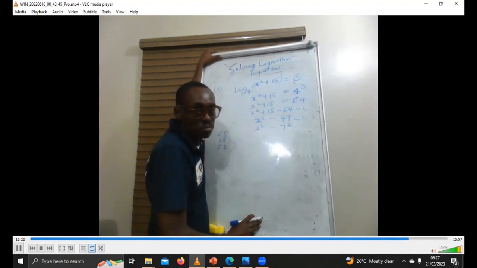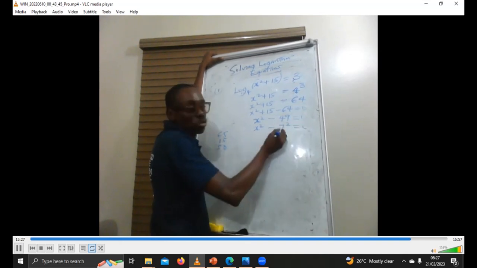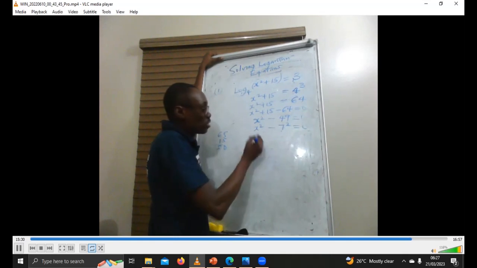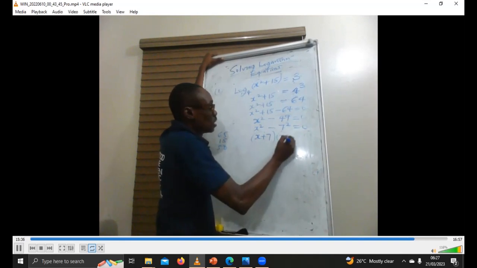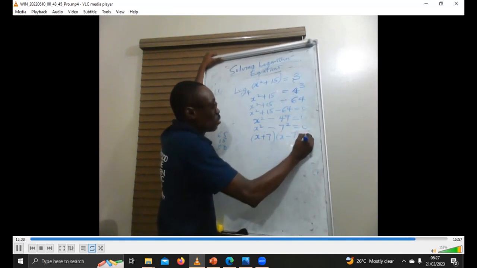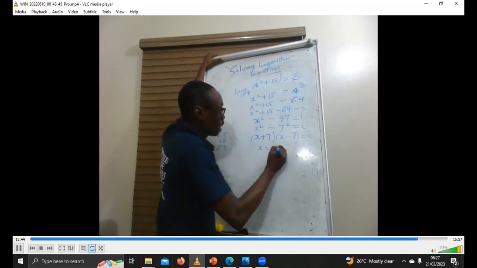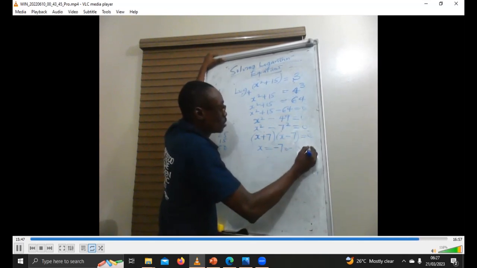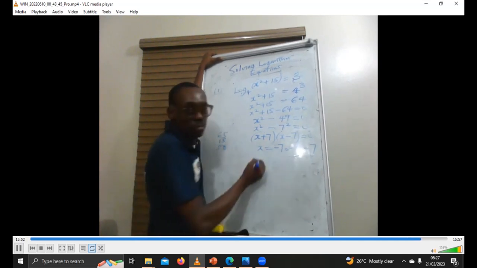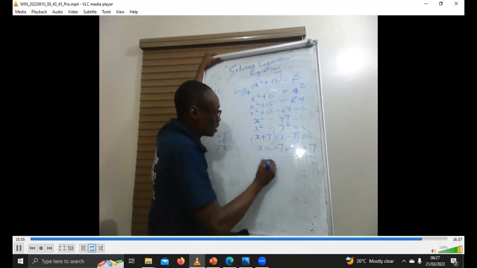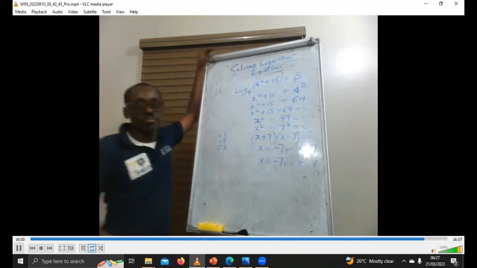49 can be written as 7 raised to the power 2. So this is a difference of 2 squares, which is going to become x plus 7 into x minus 7 equals 0. So final answer is x equals minus 7 or x equals plus 7. That's the final answer.